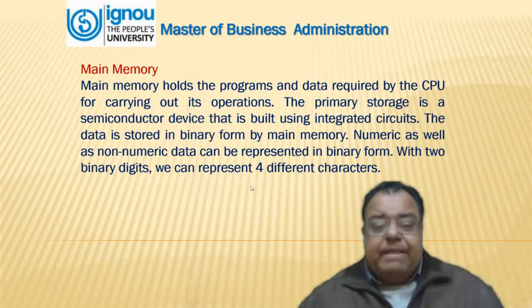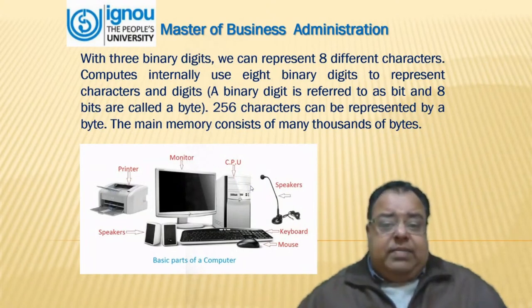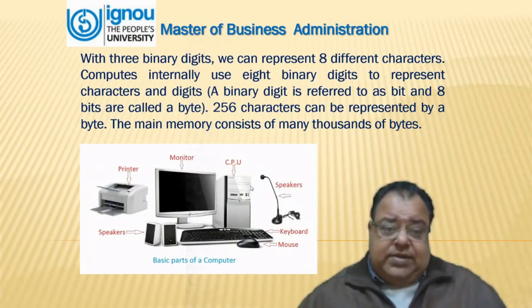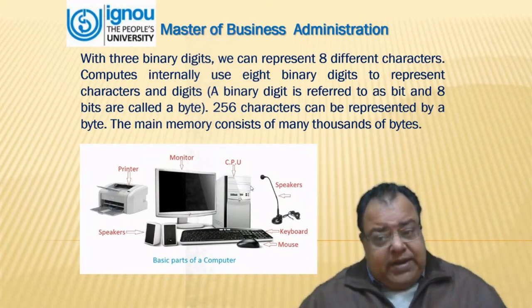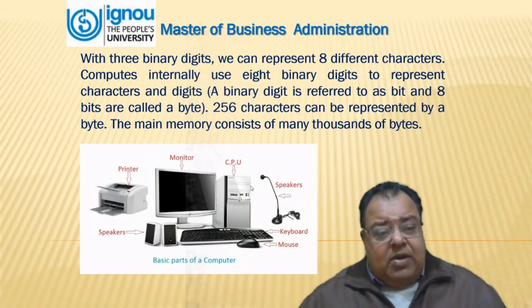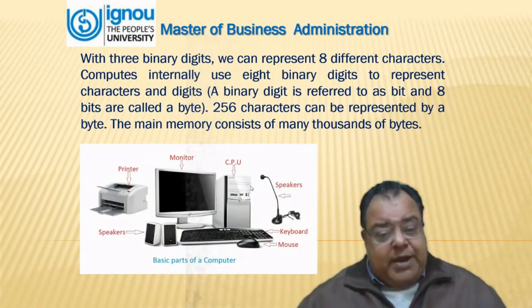That is 2^n. With three binary digits, we can represent 8 different characters. Computers internally use 8 binary digits to represent characters and digits. A binary digit is referred to as a bit, and 8 bits are called a byte. 256 characters can be represented by a byte. The main memory consists of many thousands of bytes.